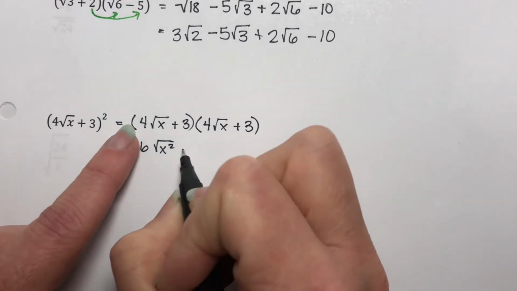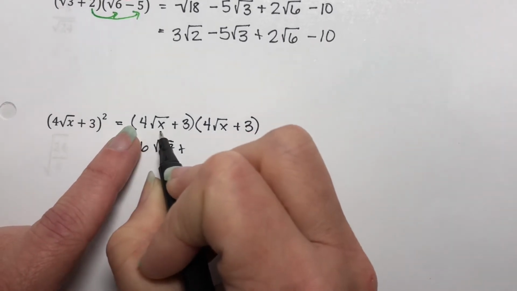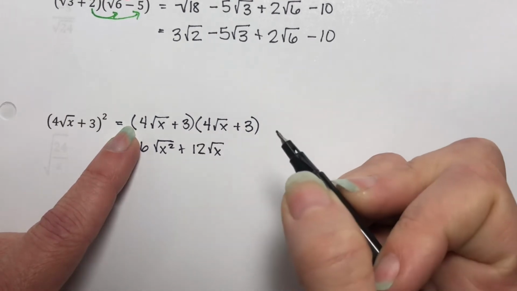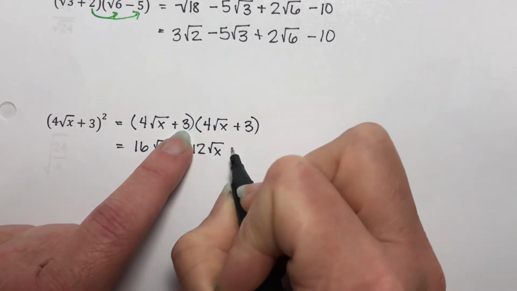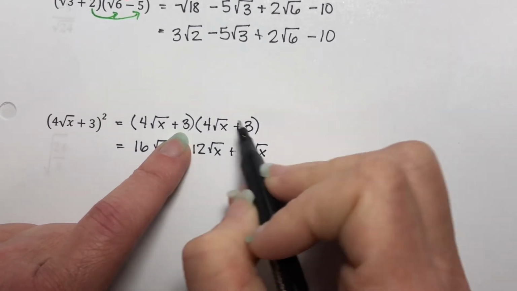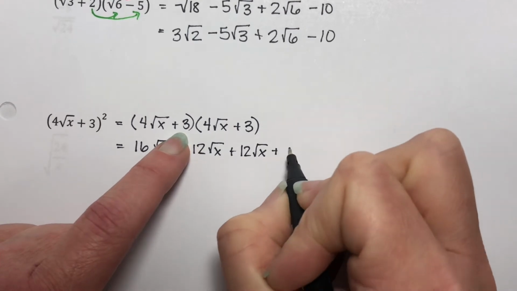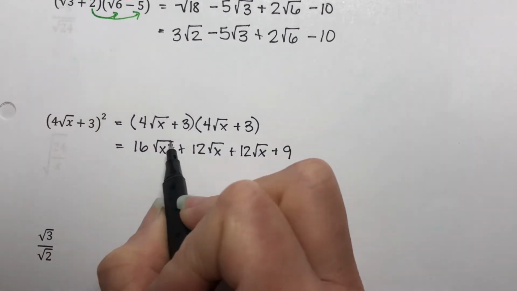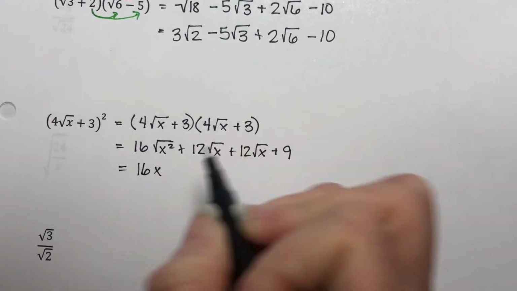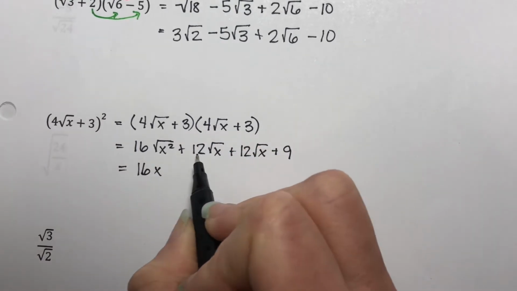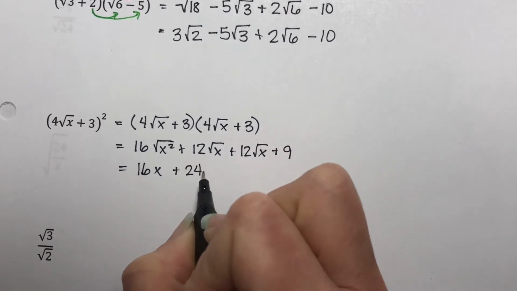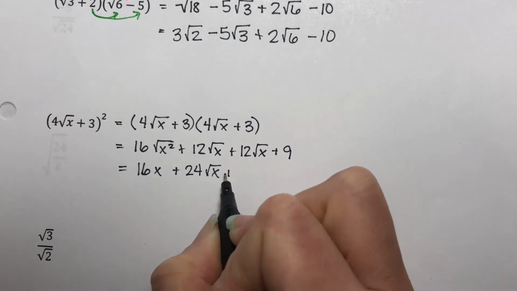Plus 4 square root x times 3 is going to be 12 square root x. Now distribute the 3. You're going to get 12 square root x again. And then 3 times 3, which is 9. The square root of x squared is x, so that's 16x. I have the same radicals here, so I can add the numbers in front to get 24 square root of x plus 9.